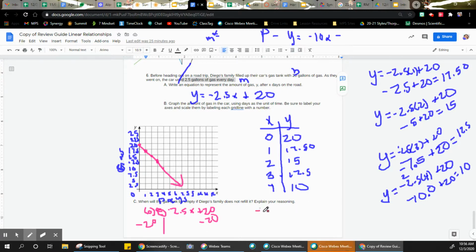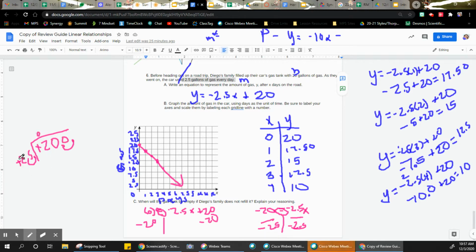And so now I have negative 20 is equal to negative 2.5x. The center of my equation is still my equal sign. I'm going to divide by negative 2.5 on each side to find out what my x is. So let's do negative 20 divided by negative 2.5. A negative divided by a negative makes a positive. I'm going to move this over 1 because I can't have a decimal there. Anything I do to the outside of a division, I have to do to the inside.